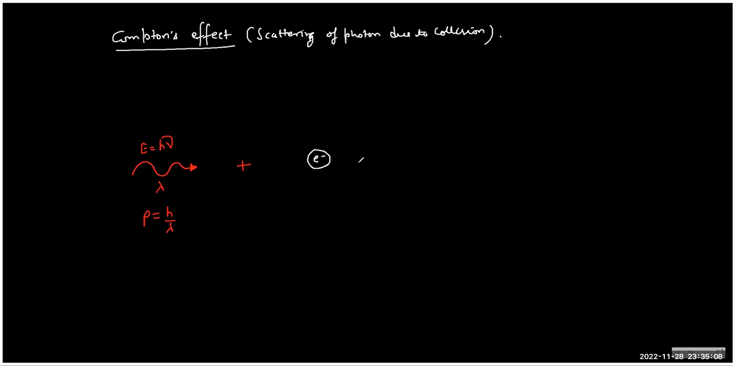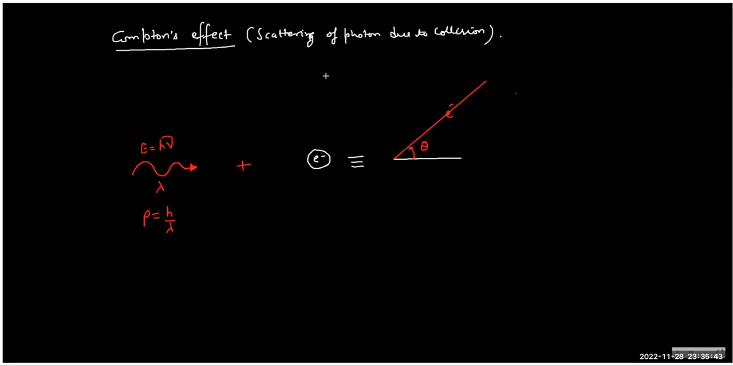So we have electron at rest. Photon is coming. And after this collision, photon and electron go in two different paths. So let's say the electron is going this way after collision. Let's call this angle phi, or you can call it theta also.